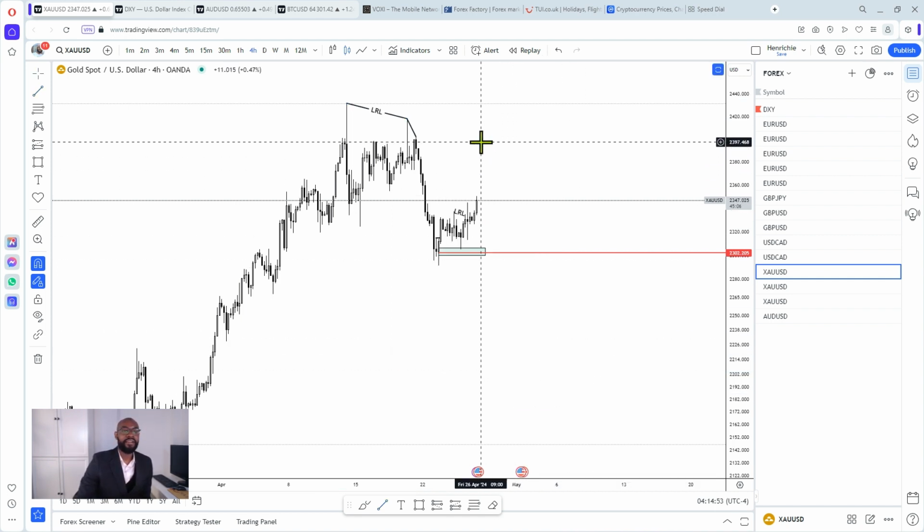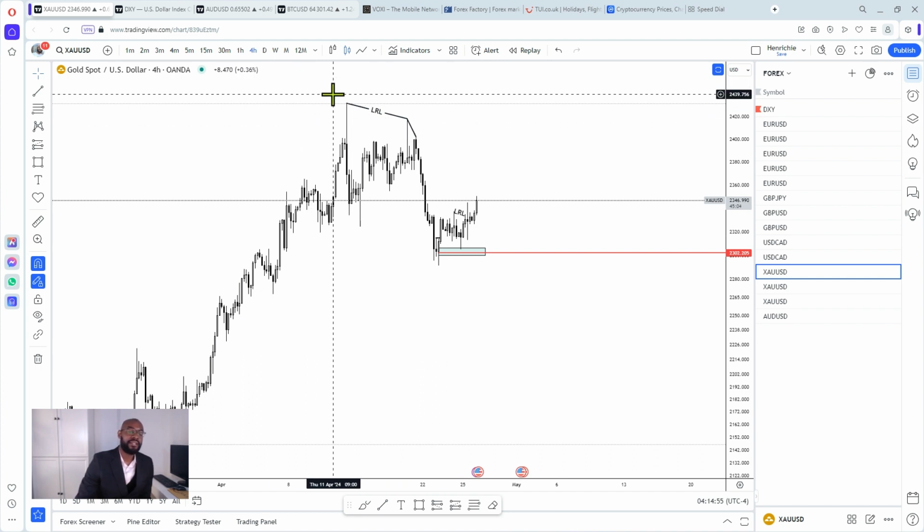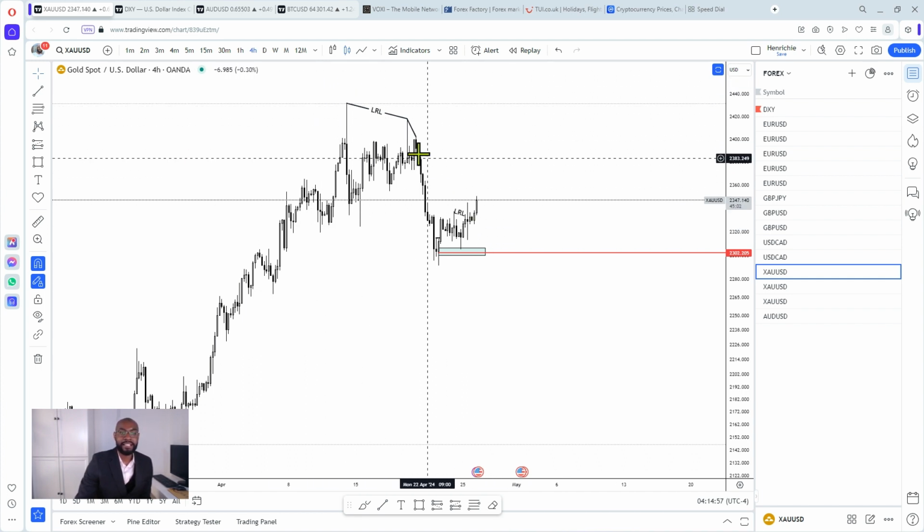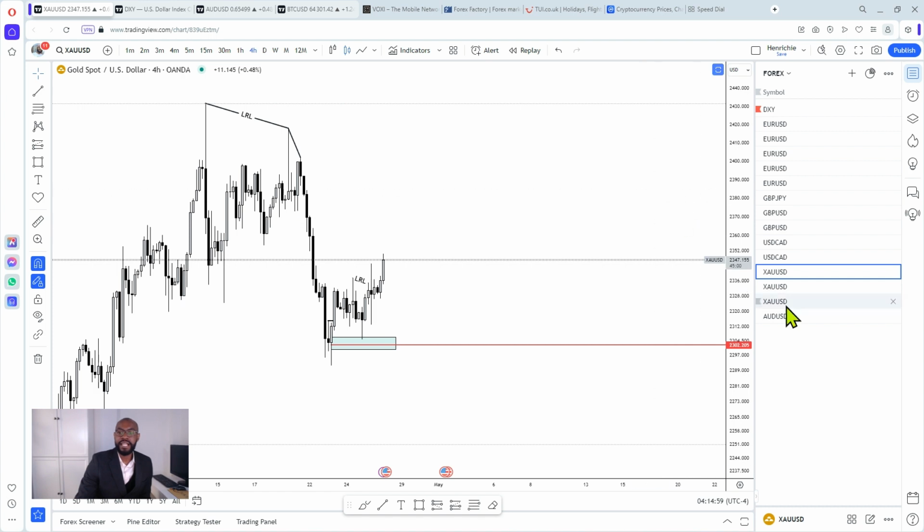So you can see that very clearly. The low resistance liquidity resting at the all-time high. I wouldn't be surprised to see an expansion to rally above that key level. So that is my analysis.